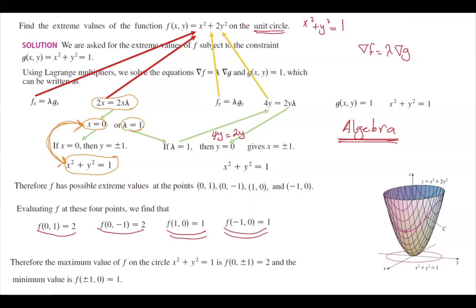Now, when lambda is equal to 1, what's the use of it? We can use lambda in the second equation here. Plugging in lambda into the second equation helps us get some values for y, which becomes 0, and when you plug 0 into the constraint again, you get your x values, which are plus or minus 1. So in total, you have 4 points: 0 and 1, 0 and negative 1, 1 and 0, negative 1 and 0, and you get 4 z values. The maximum is 2, the minimum is 1.